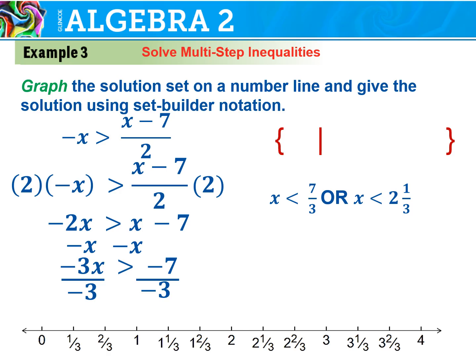And when we simplify negative 7 divided by negative 3, we get 7/3, or as a mixed number, x is less than 2 1/3, because that's how the number line is set up. So it's not equal to, so it's an open circle. It's less than, so it's going to the left. And we have the set of all values x such that x is less than 2 1/3.